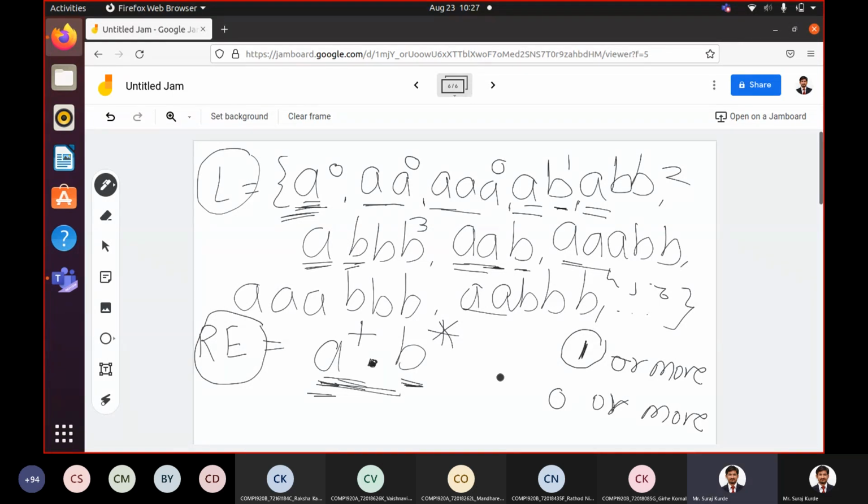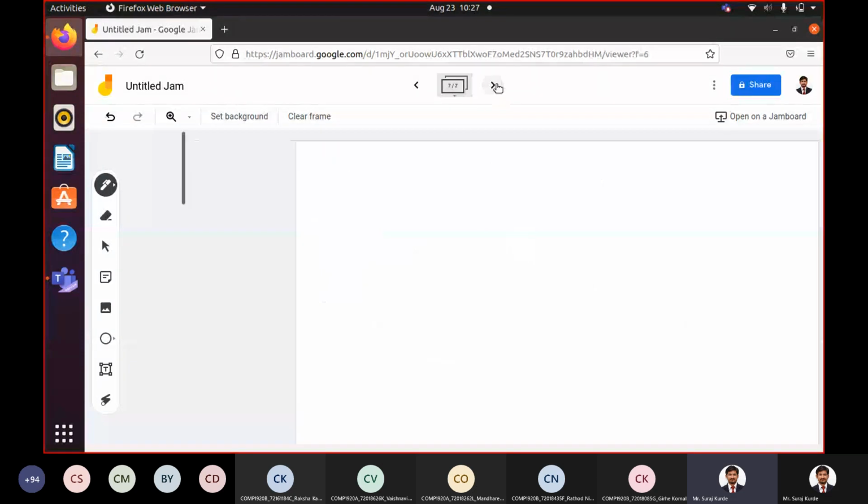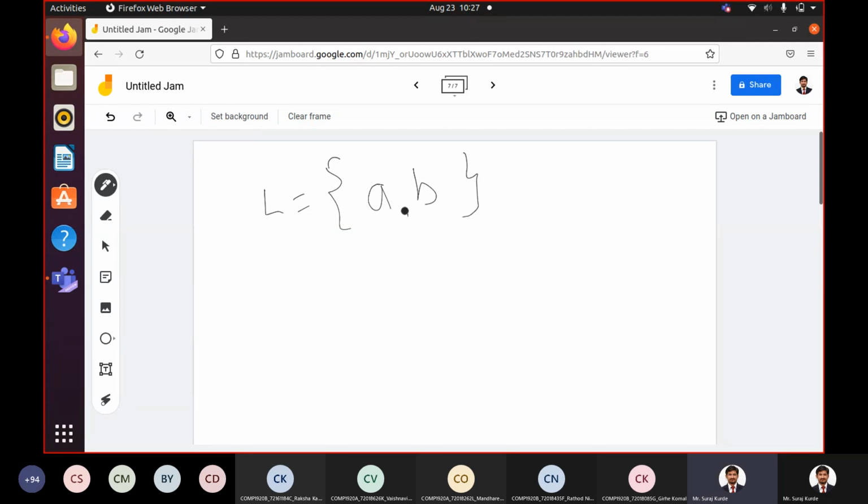Sometimes it is not there. We may not have any character operator. Let me show the example. L is equal to A or B. Yeah, A comma B. Now what does this language represent?